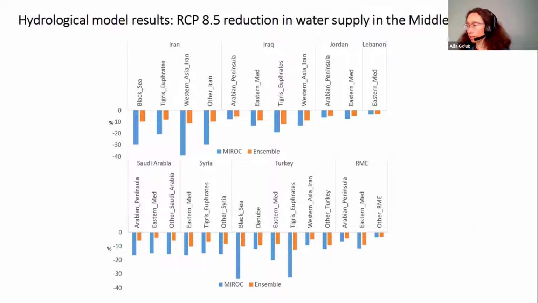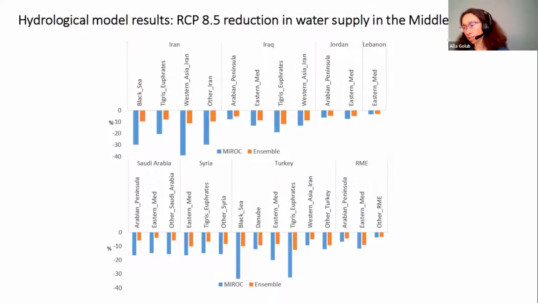So now let's talk about the results. Let's start from the hydrological model results. These are based on MIROC temperature and precipitation, shown in blue, and results based on the ensemble are shown in orange. Changes in water supply are shown by country and by river basin. So projected reductions in water supply and variance across countries and river basins are larger with MIROC than the ensemble, and the difference is quite large. The differences are especially large for Iran and Turkey.